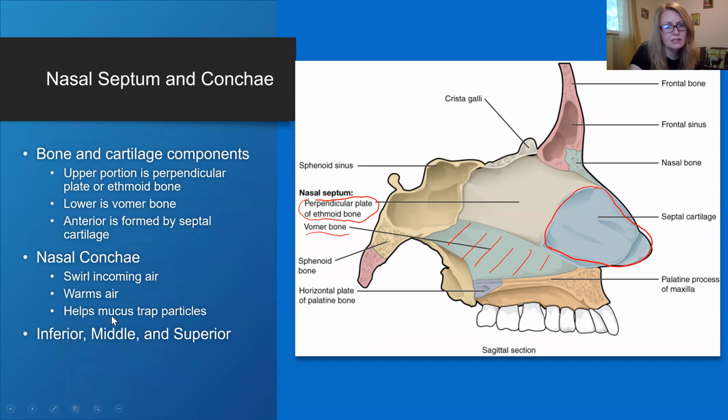And we already covered this, nasal conchae. How many times do we need to cover it, right? Inferior, middle, and superior. So we're going to skip it for a second, right? But it says what? Swirl incoming air, warm air, help mucus strip particles.